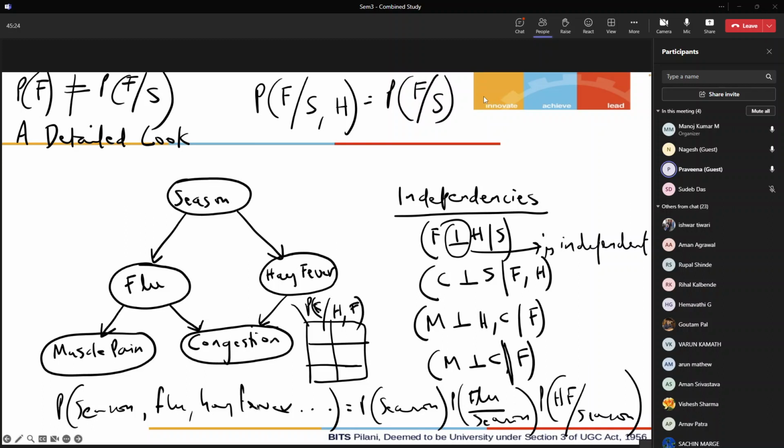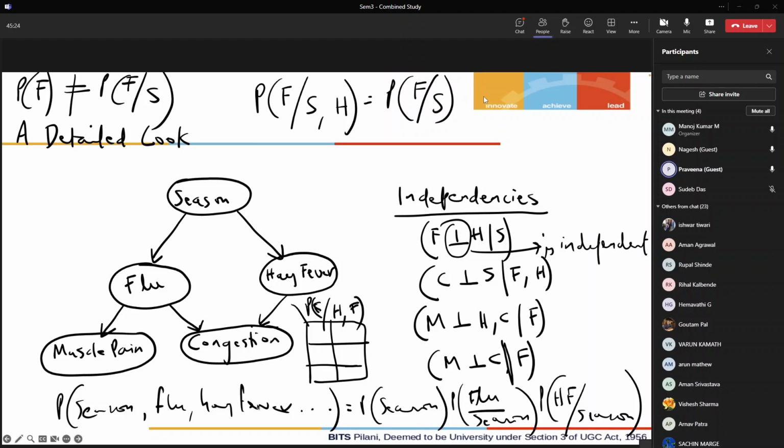Those kind of things are no longer required because we already know that hay fever and flu... Actually, here in the second equation, the probability of flu given season and hay fever is constant, which is not depending on hay fever. That's why it doesn't matter. We need not consider hay fever at all. That's why it is equal to the probability of F given S only.